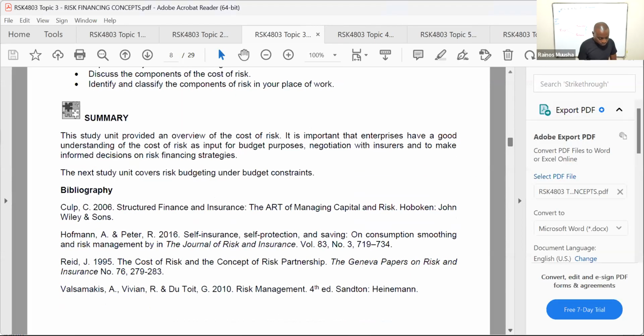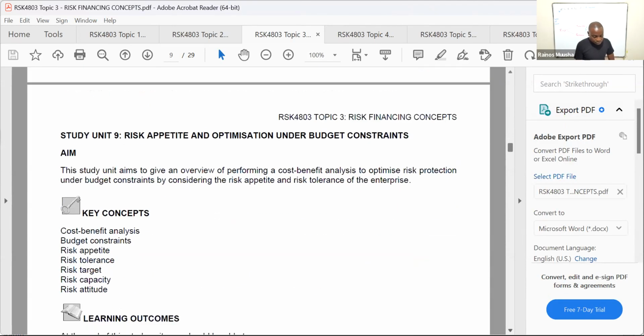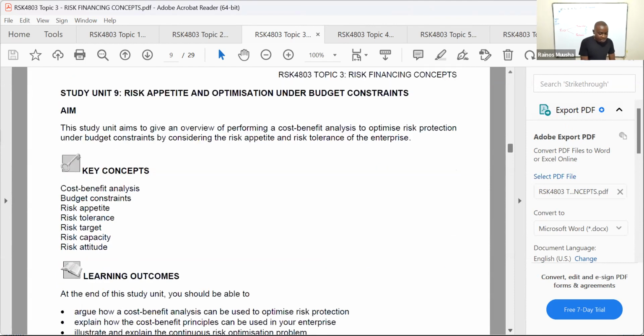Moving on to Unit 9. Unit 9 looks at risk appetite and optimization under budgetary constraints. Under study Unit 9, remember we said that when it comes to the organization, we want to be able to minimize our costs, minimize our risk, but maximize our benefits. So Unit 9 looks more in depth at how you reach a particular balance to say, I'm able to minimize my risk, minimize my costs, and also maximize my benefits.